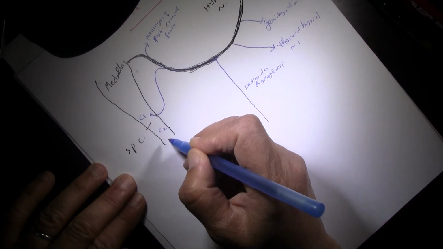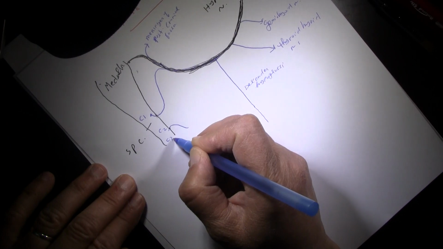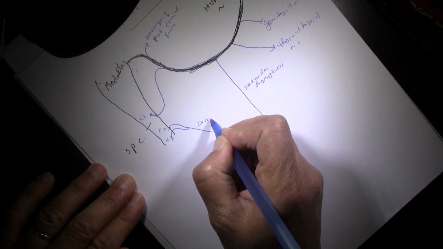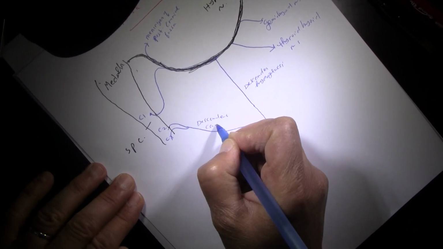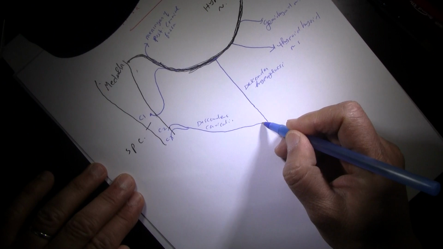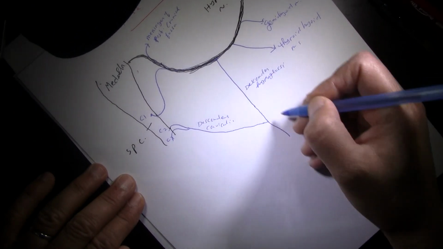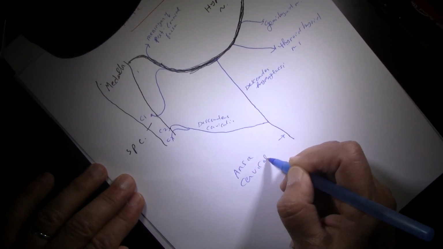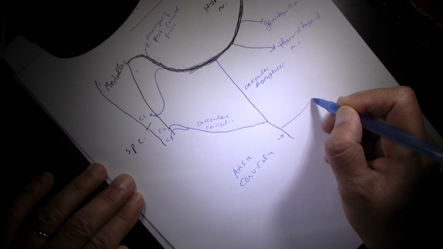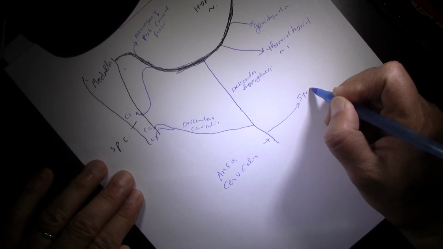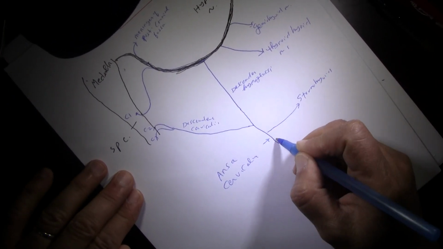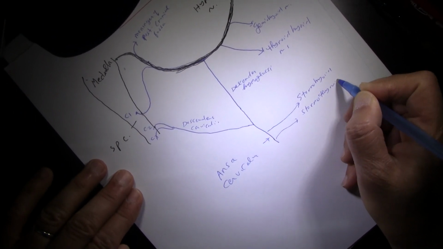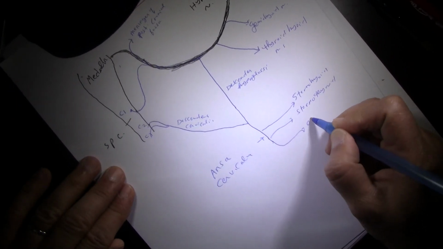C2 and C3 together form what we call the descendens cervicalis. Then they join with the descendens hypoglossi, and they form the Ansa cervicalis. From there, the Ansa cervicalis sends a branch to sternohyoid, another branch to sternothyroid, and another branch to omohyoid.